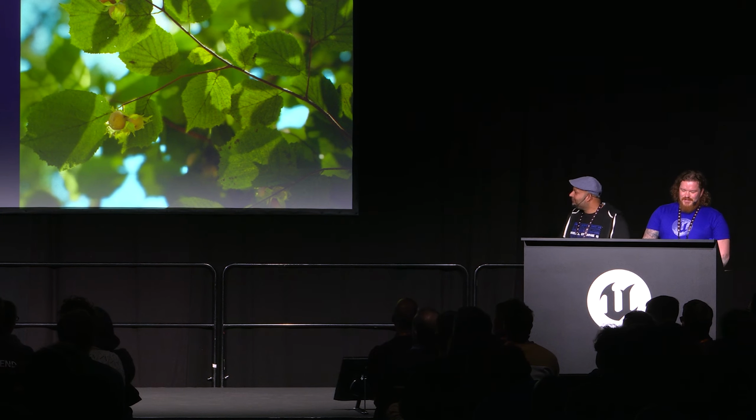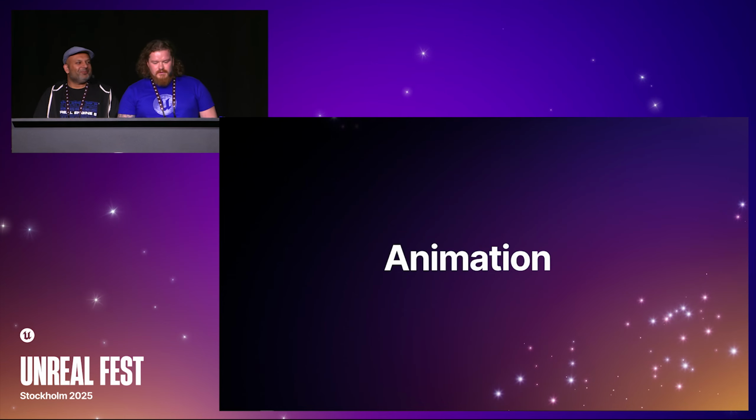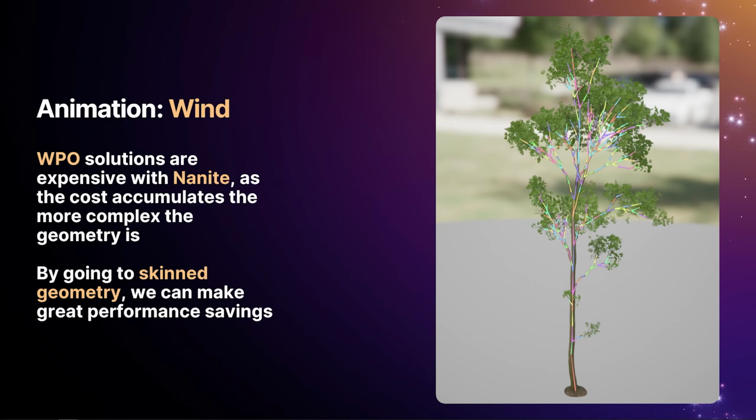All right, moving on from terrible puns onto animation. So we needed something new to deal with wind. As mentioned, WPO is not great when dealing with these dense meshes. Cost just accumulates very quickly as density goes up. We needed to come up with a different way to do this.